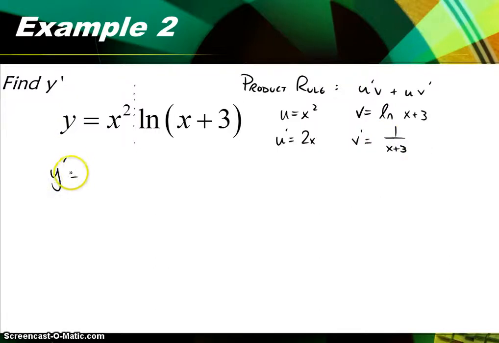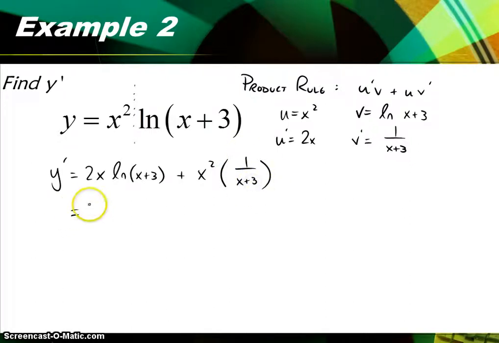Which means my y prime is going to equal 2x times the natural log of x plus 3 plus x squared times 1 over x plus 3. And that's my answer. I'm going to rewrite this just a wee bit, because I prefer that x squared being up top. That's our solution.